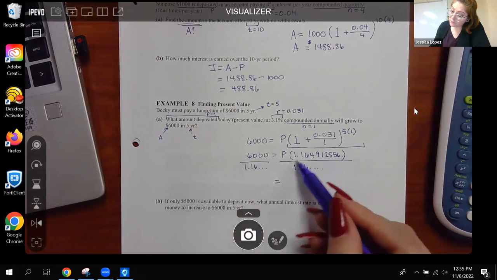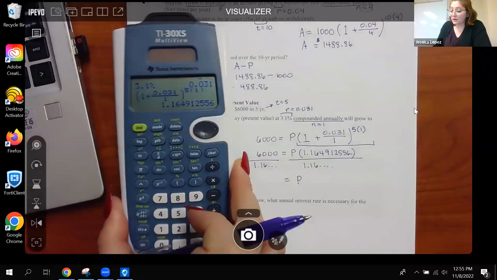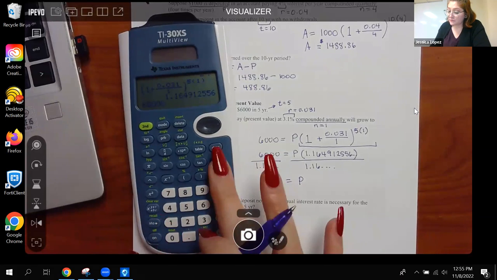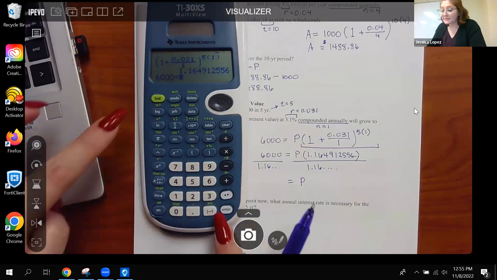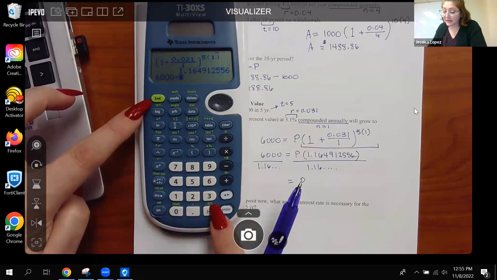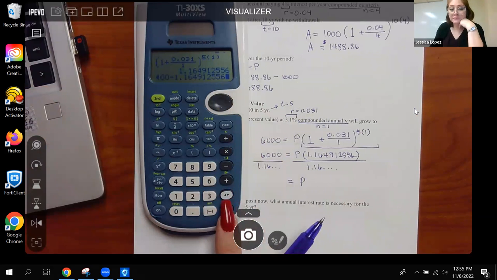So here, that number will cancel, right? And you'll just get P by itself. But over here, I'm going to type in 6,000 divided by that number right there. So you can either write second and then the negative, which pulls up the last answer, or you can just highlight that number and hit enter, and it copies it in there, okay?